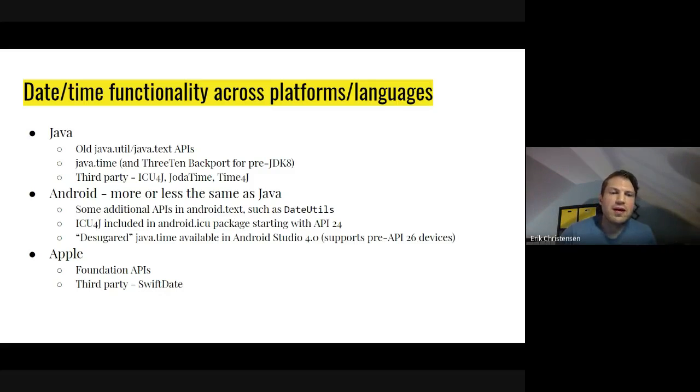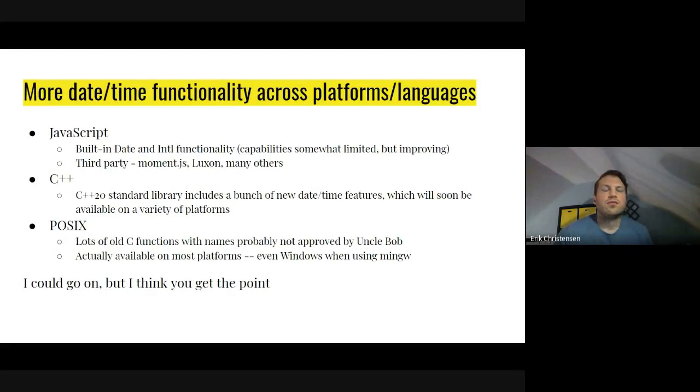On Apple, they have a bunch of Foundation APIs that deal with dates and formatting, and there are also third-party options like SwiftDate that try to make some of that a little bit nicer. JavaScript has a built-in Date class and has some functionality in the Intl that does a lot of things for time zones and stuff. Its capabilities are a little limited, but improving. And then there's a lot of third-party libraries available. Moment's a big one that's used a lot, and Luxon, and others.